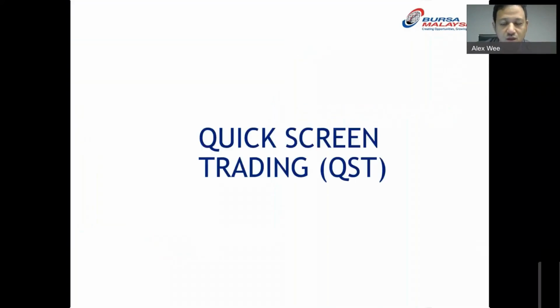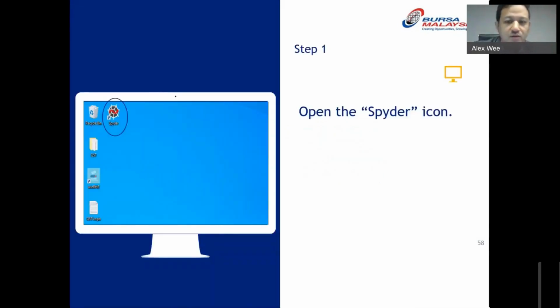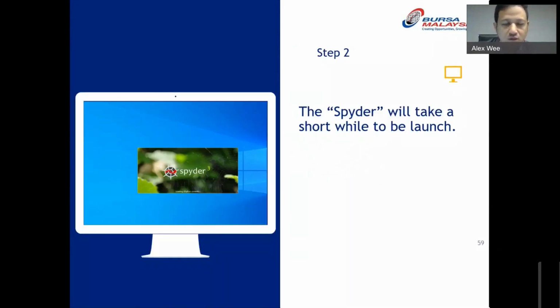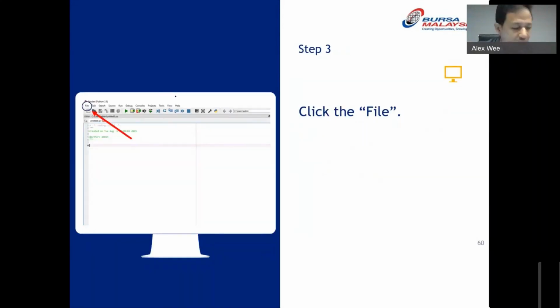Okay, so if you're using RHB or Afin and you want to fully automate FKLI FCPO trading using the Intermarket Analysis quantitative model that I just shared, and the model is now stored in MT4 and you want to link it to QST, link to RHB or Afin through QST, that's fine. That's what we are doing now. So open up the Spyder. This is using Python. Click the file.